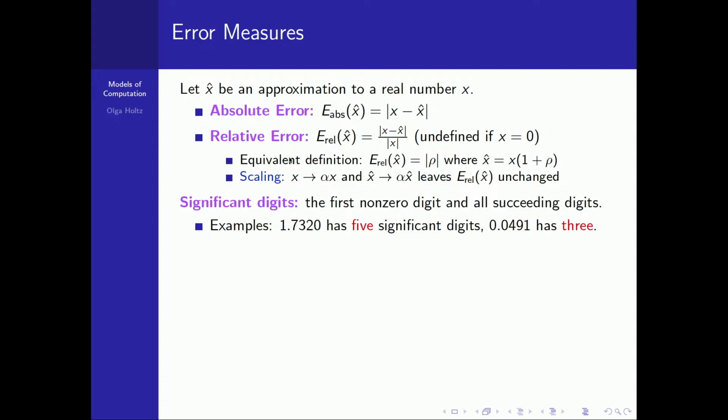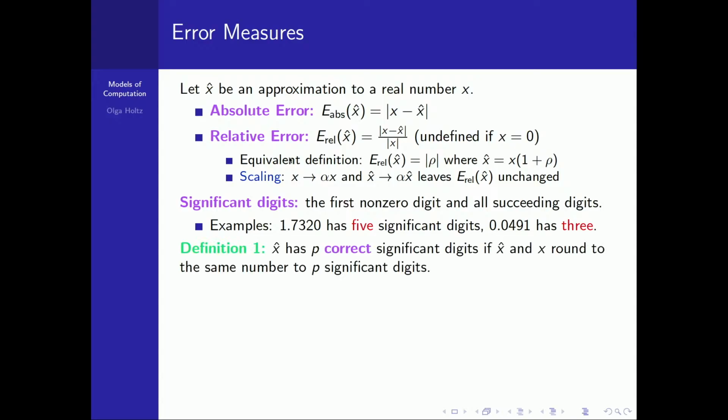Now, what on earth are correct significant digits? Okay, let's talk a little bit about this. So you'll say that x hat, which remember is an approximation to the true value, that's the computed value typically, or approximate value, or something that represents x, right?